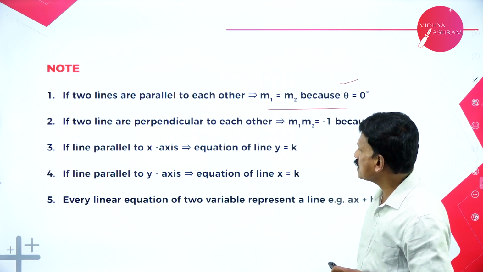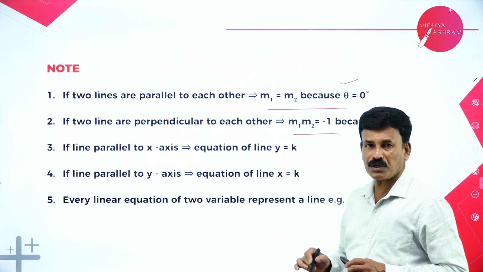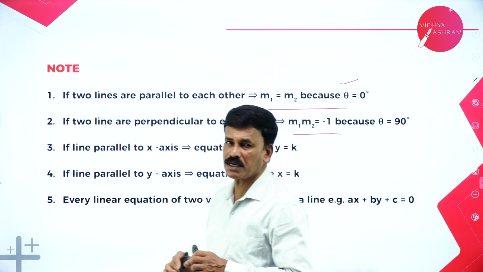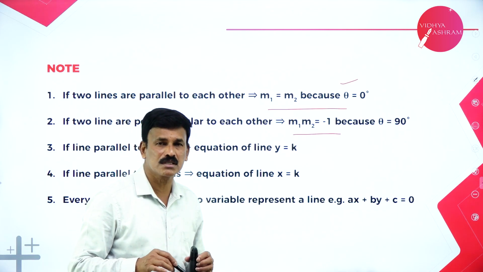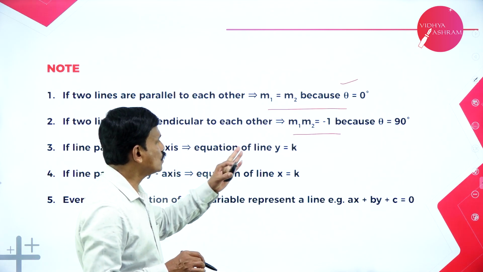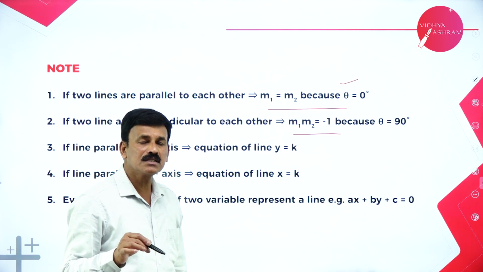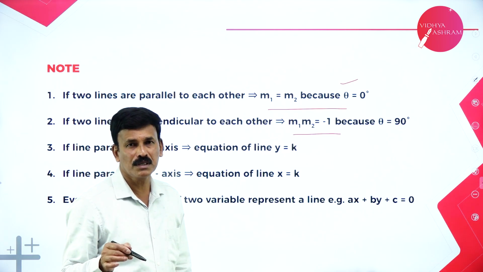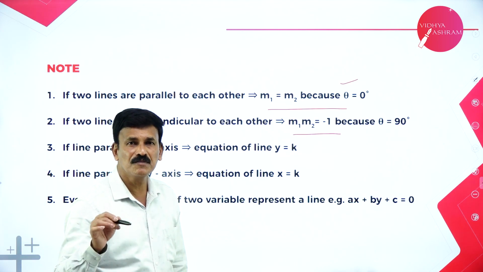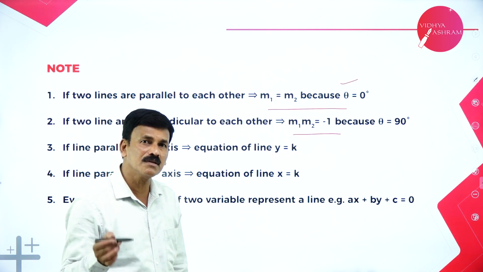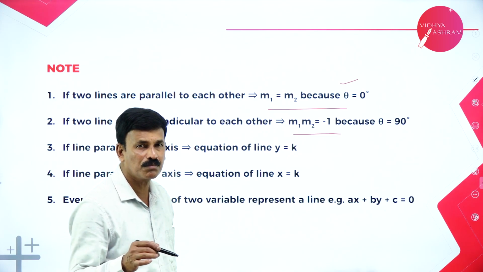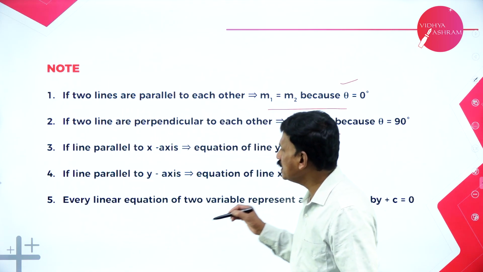If the two lines are perpendicular to each other, then the product of slopes m1 m2 is equal to minus 1. Then theta is equal to 90 degrees. If theta is equal to 90 degrees, then the two lines are perpendicular and m1 m2 is equal to minus 1. If theta is equal to 0 degrees, m1 and m2 are equal, m1 is equal to m2, and the lines are parallel.